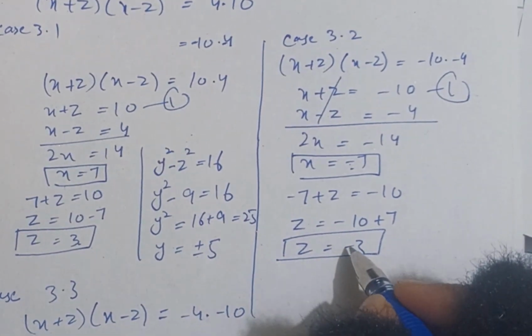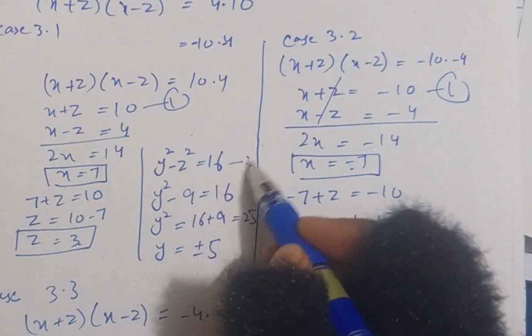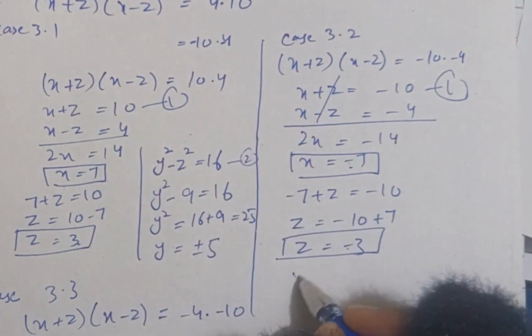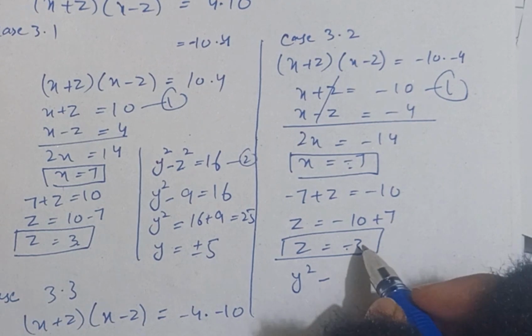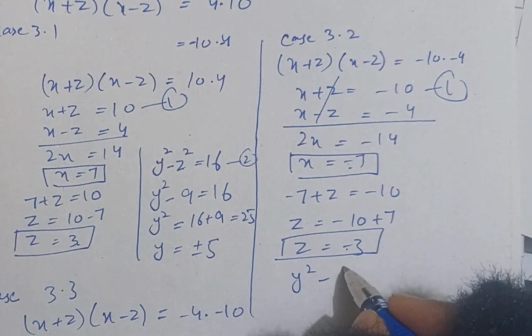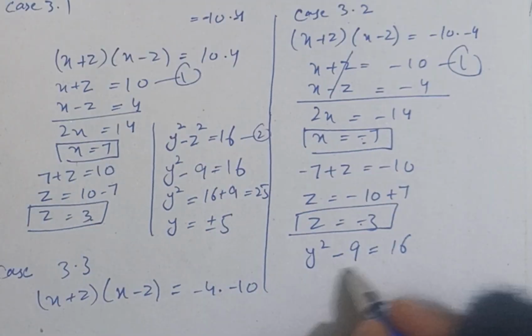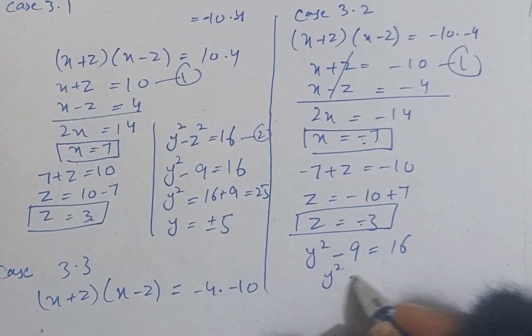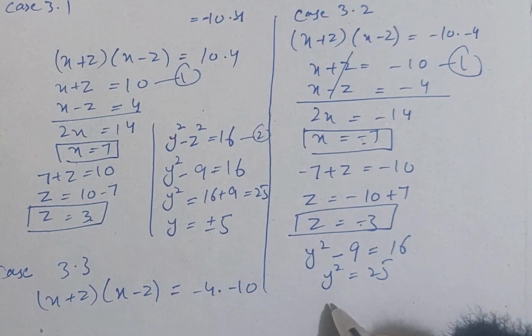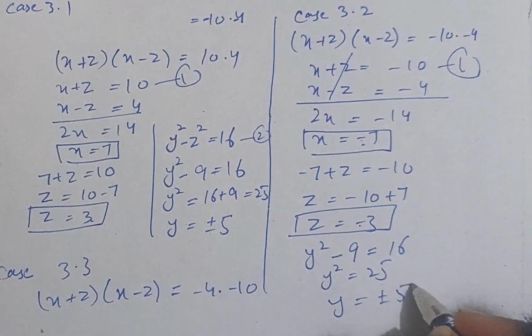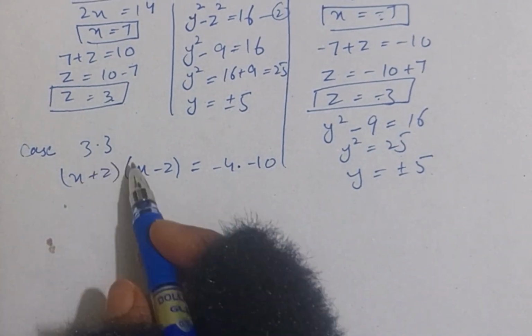Now substitute the value of z in this equation number 2. So this will become y square minus z square, with z being minus 3, so 3 square is 9, is equal to 16. So add 9 on both sides, then we get y square is equal to 25. Taking a square root, then we get y is equal to plus minus 5.